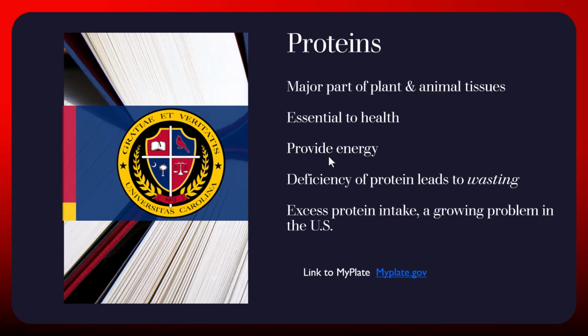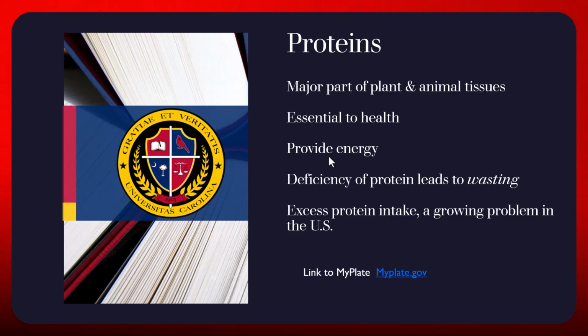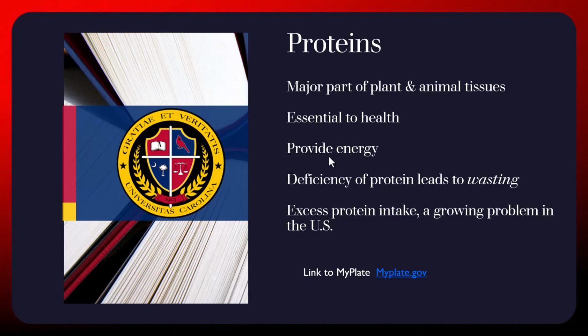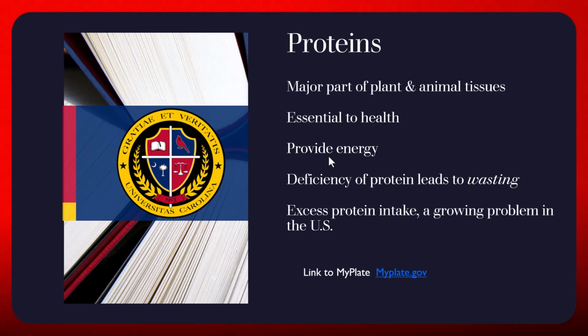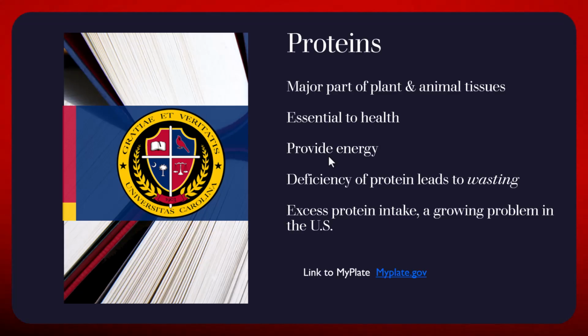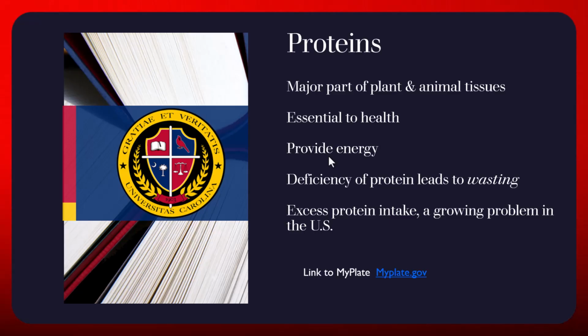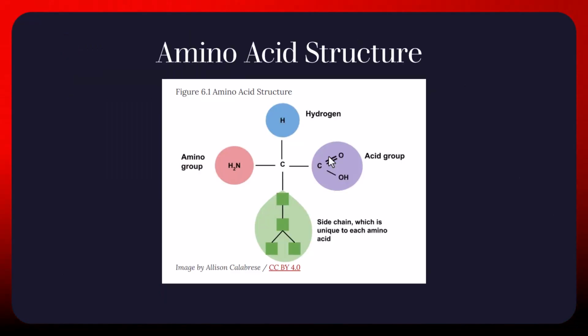First, let's start with proteins being a major part of plant and animal tissues. They are essential to health. They do provide energy, as we discussed in previous lectures. A deficiency of protein results in something called wasting. Excess protein intake, which is a growing problem in the U.S., also has health consequences. The consequences are just different than deficiency, but there are health consequences to both deficiency and excess of protein intake.